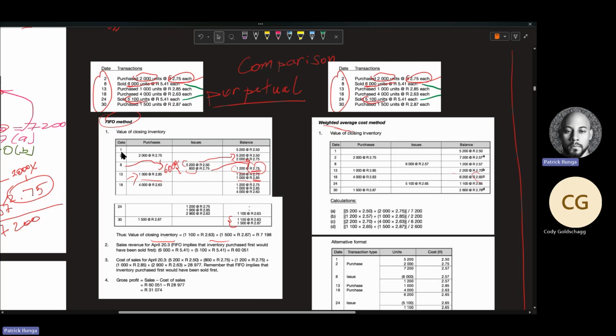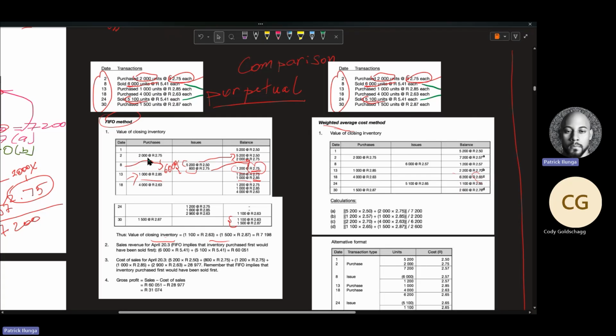Remember that we had an opening balance of 5,200, right? That's the opening balance there, and you know that that was at the beginning of the month, right? And we have purchases. Purchases is what we are buying, the inventory that is coming in. And issues is when we are selling it out. Very easy. Those are the only three things you need to be able to track your inventory. All right. So we know 5,200 units were bought at this cost. Remember, we worked out this cost, 2.5.